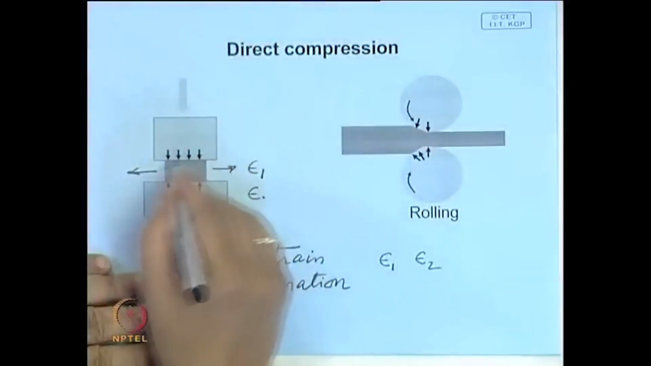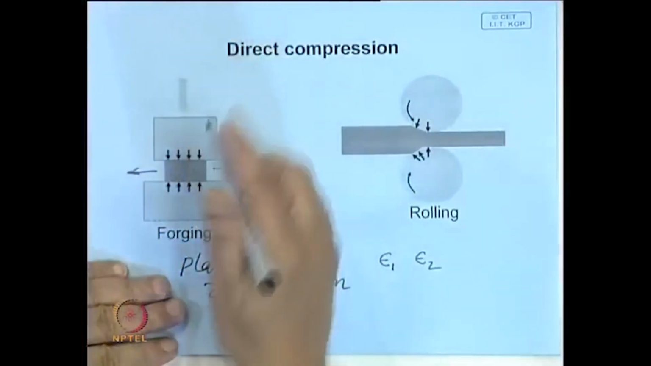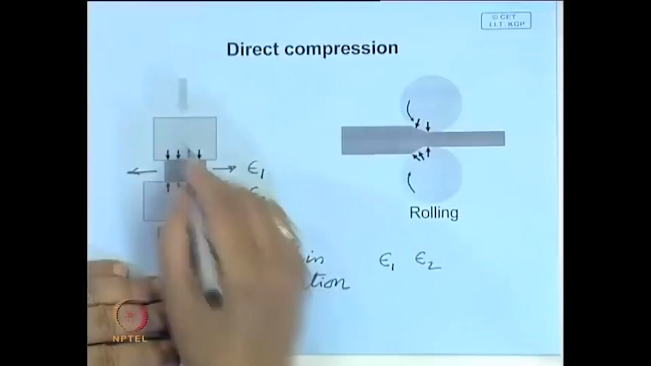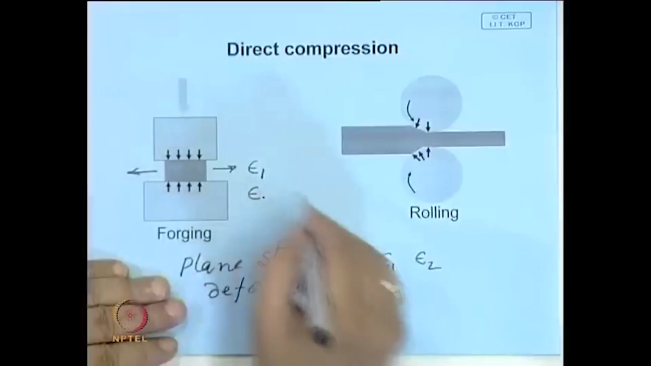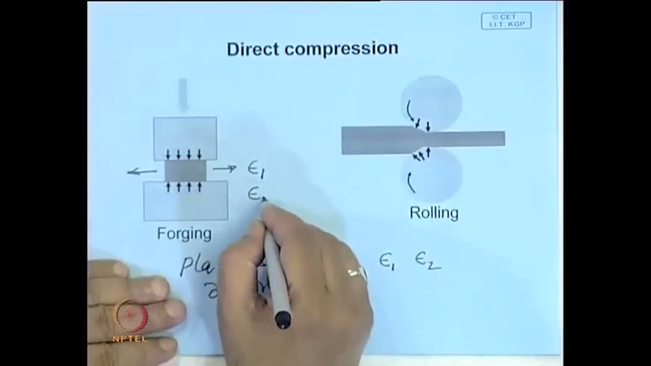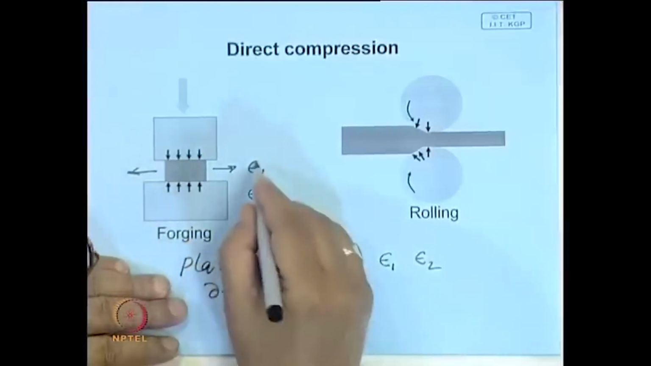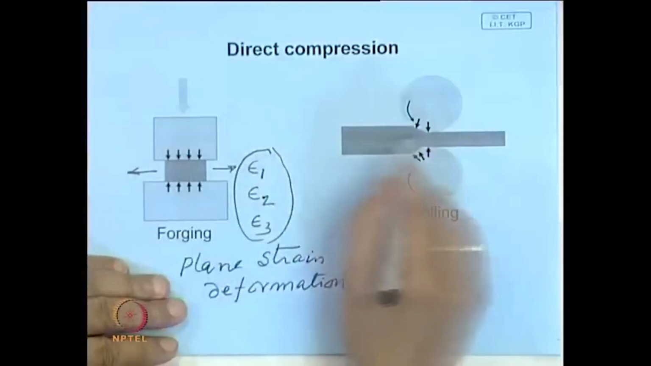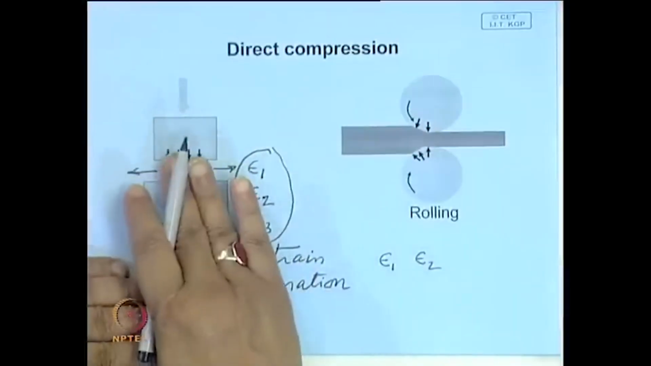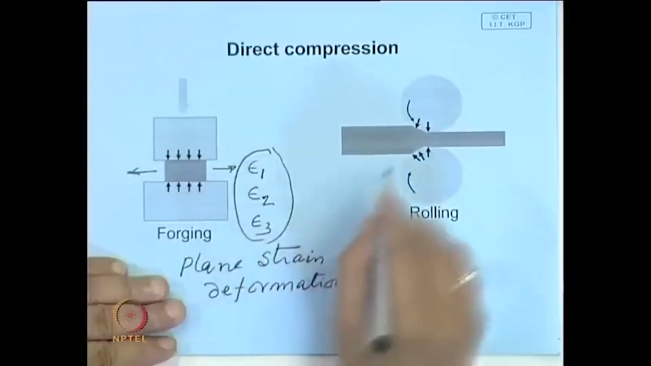Normally, if it is a die, we can stop the deformation. If we allow it, of course, the other side is free to move, and the strains epsilon 1, epsilon 2, epsilon 3, all will be present. But if you do it in a die and you can stop the deformation in one of the directions, then it becomes plane strain.